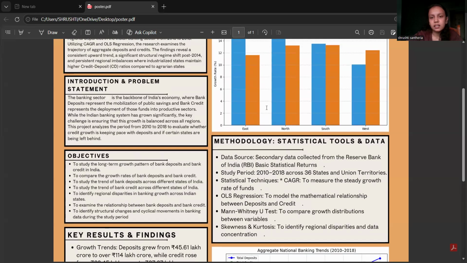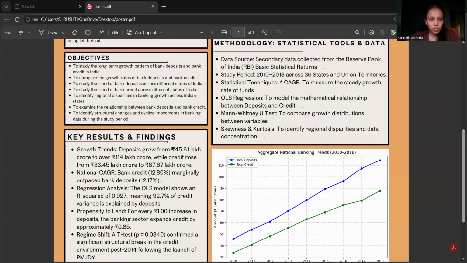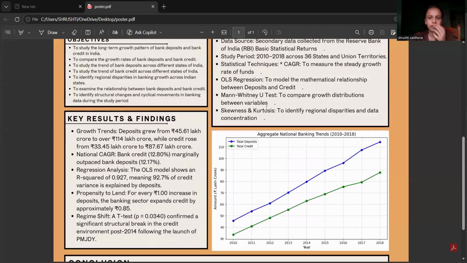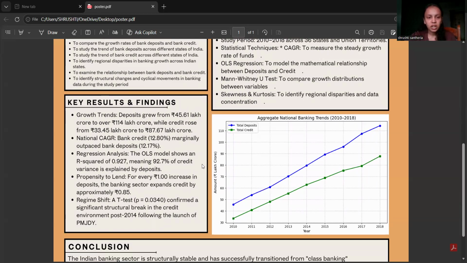Okay. Here there are two graphs. So let's first move to the key results and findings, then I will explain the graph. So here we can say that deposit has increased and credit has also increased. From the CAGR, we can say that credit is 12.80% and deposits are 12.17%. So we can say that credit is increasing a bit faster than the deposit.